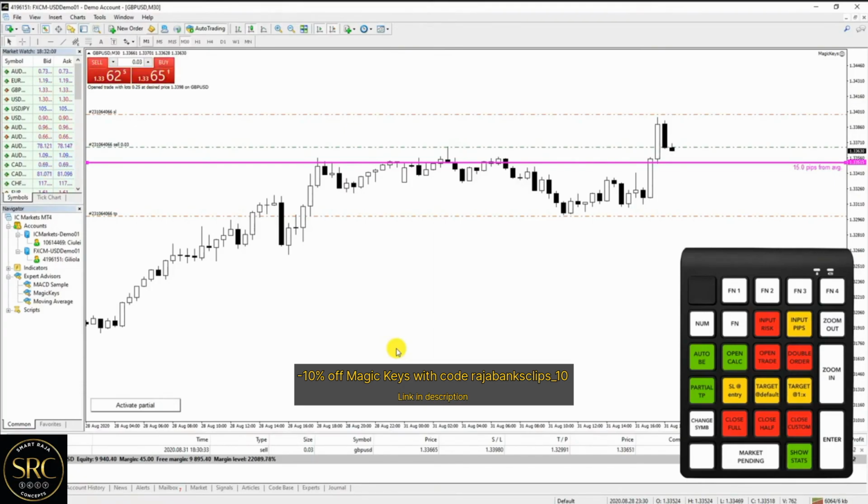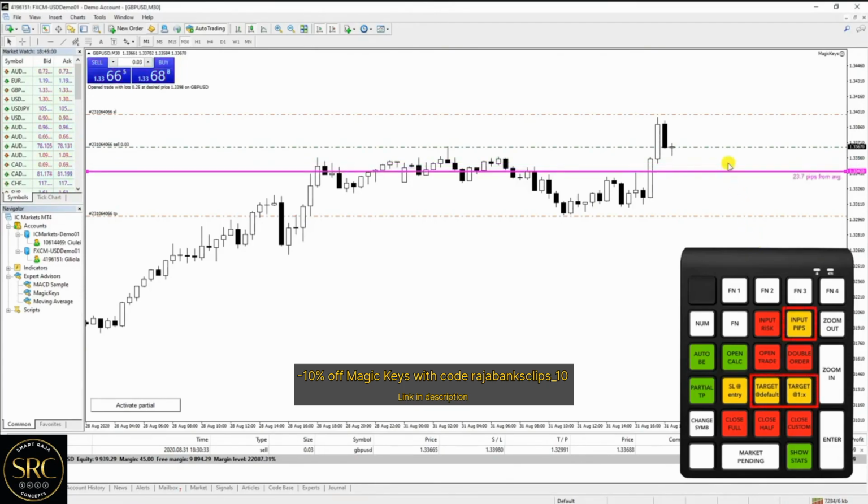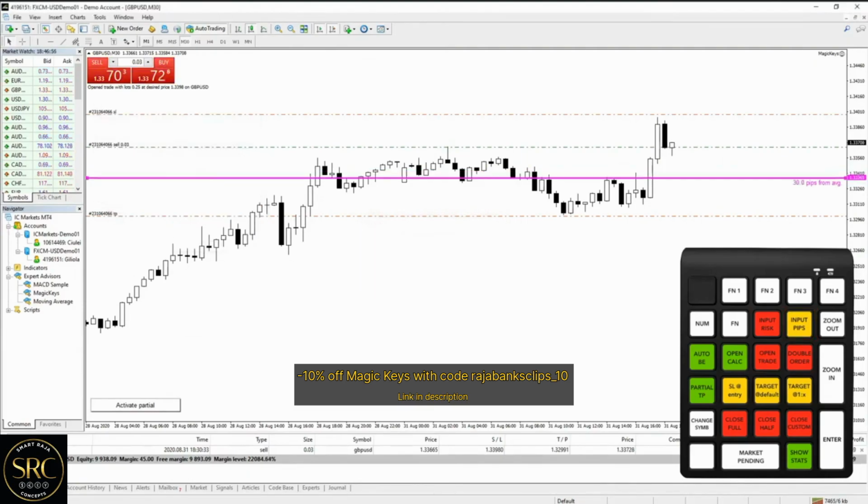The trigger line can also be moved by dragging it with the mouse or by using the quick action buttons. Target at default, target at 12x and input pips will now have an impact on the trigger line since it's the editable line on screen. If the pips distance from entry differs for every trade, use input pips.